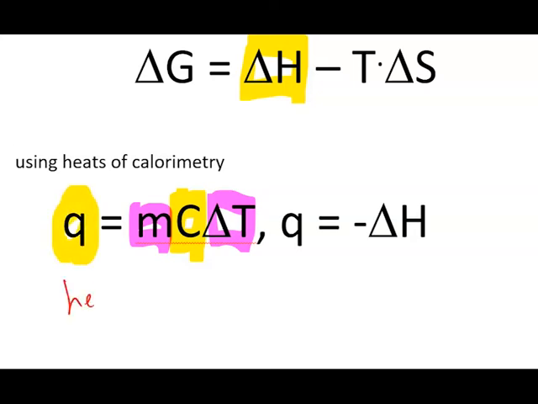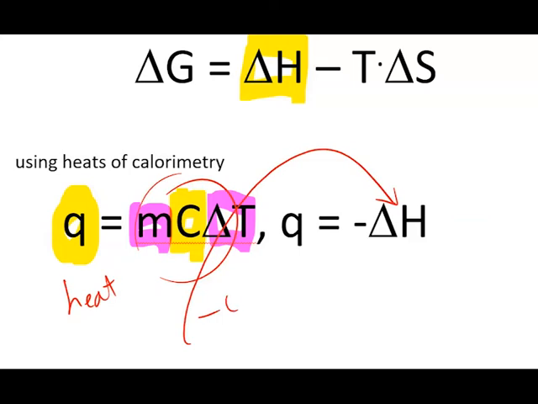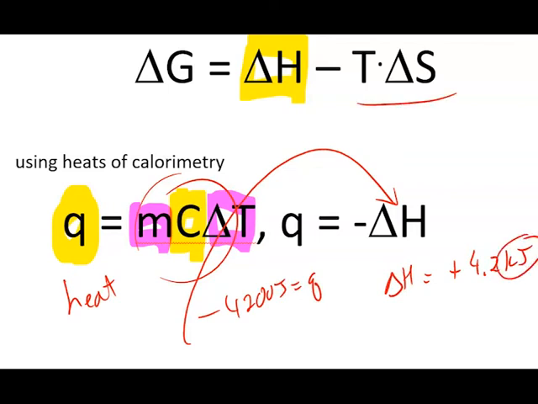Q is heat. And the heat going in or out of the water or solution is based on the separate reaction. So if we end up with negative 4,200 joules for Q, then we would say delta H would equal to a positive 4.2 kilojoules. Typically you have to change it to kilojoules to match the T delta S. You just got to make it match one way or the other.